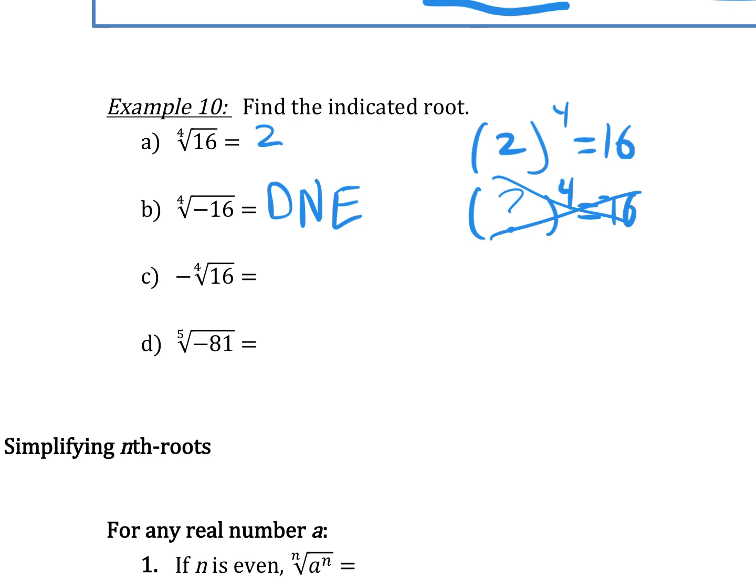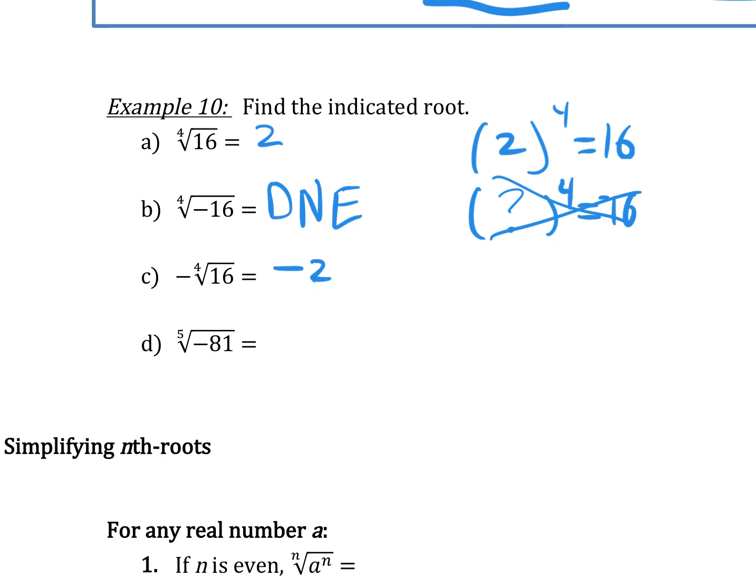All right? What about the negative of the fourth root of 16? Well, the fourth root of 16 is 2. And this negative, since it's outside, is just coming along for the ride. This is different because here the negative is not underneath. We're taking the fourth root of positive 16 and making it negative. All right? See the difference there?